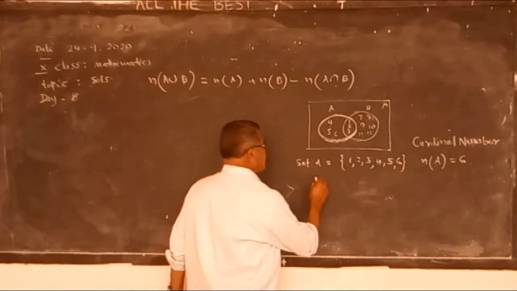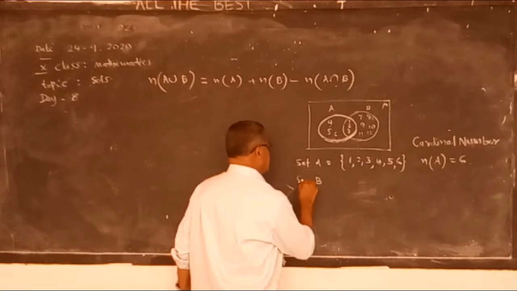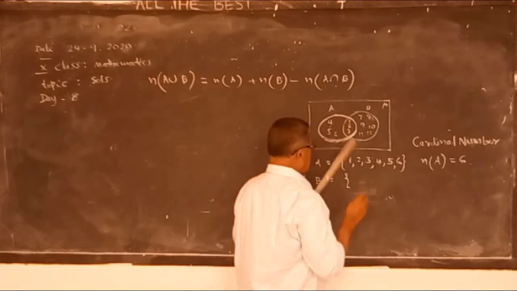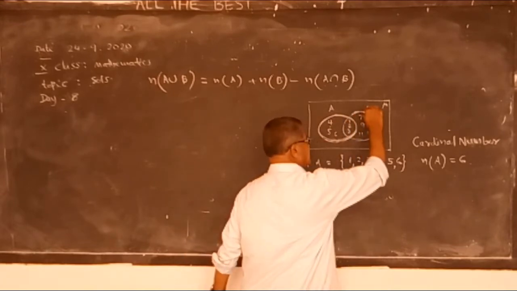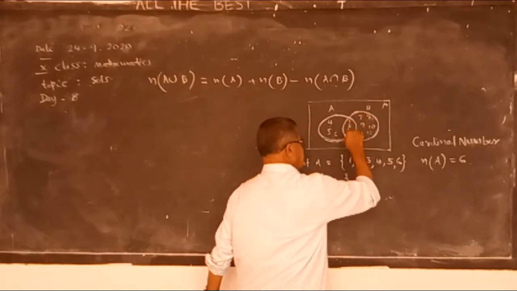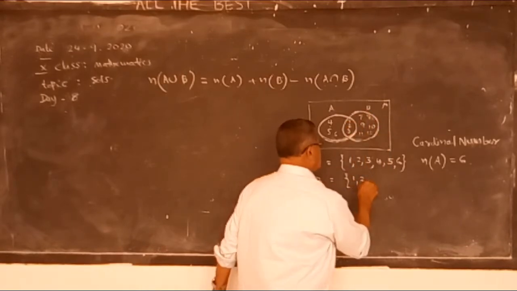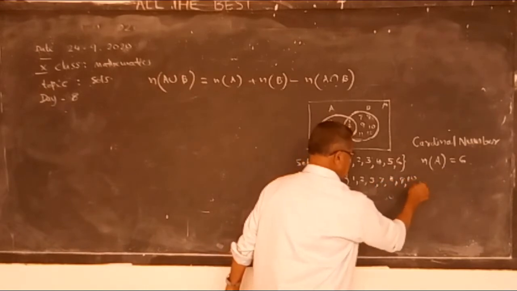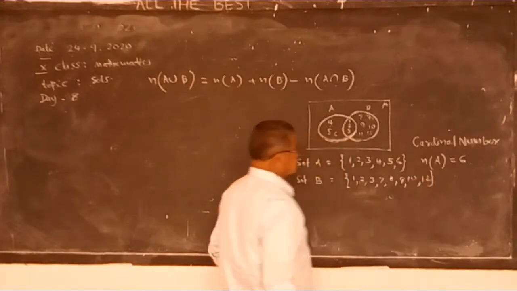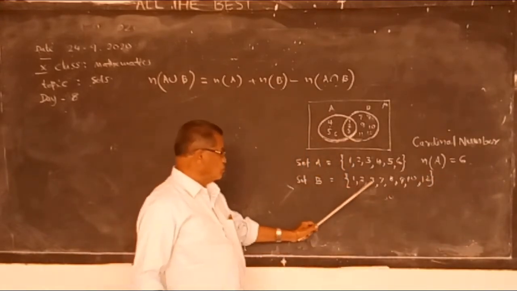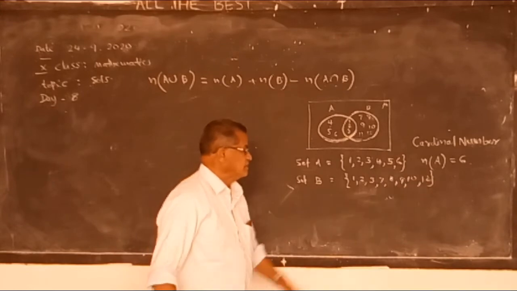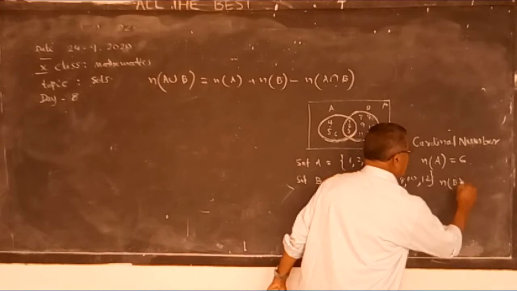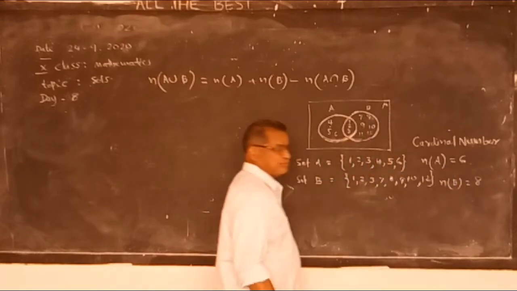Similarly, write set B. What are the elements? 1, 2, 3. Take this circle, set B. 1, 2, 3, 7, 8, 9, 10, 12. Now count the elements: 1, 2, 3, 4, 5, 6, 7, 8. The cardinal number of set B is 8.